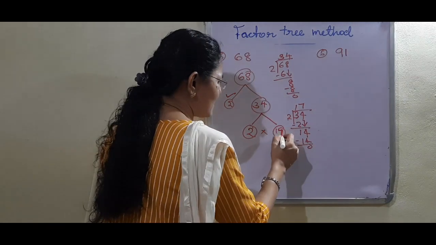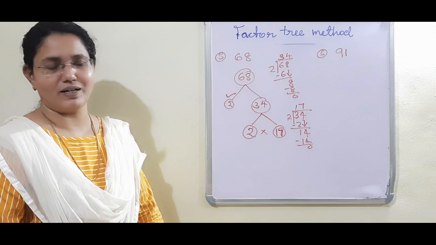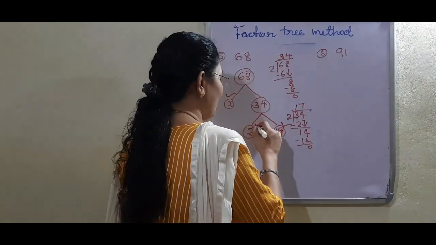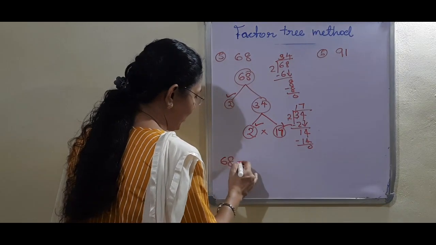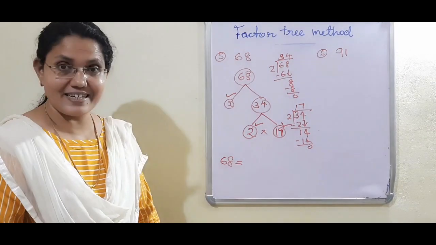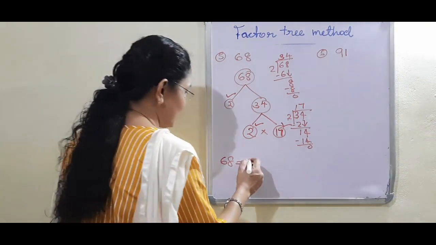Now, what about 17? Is it prime or composite? It's a prime number. So here all factors are prime. Now we can stop here and write the prime factorization. 68 is equal to 2 into 2 into 17.